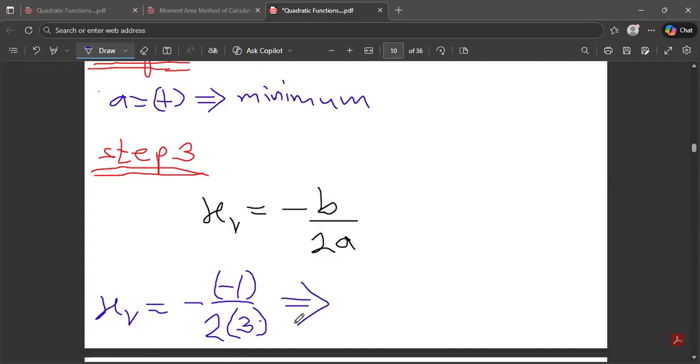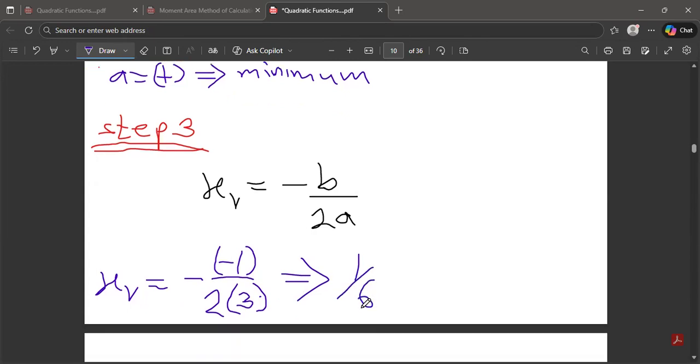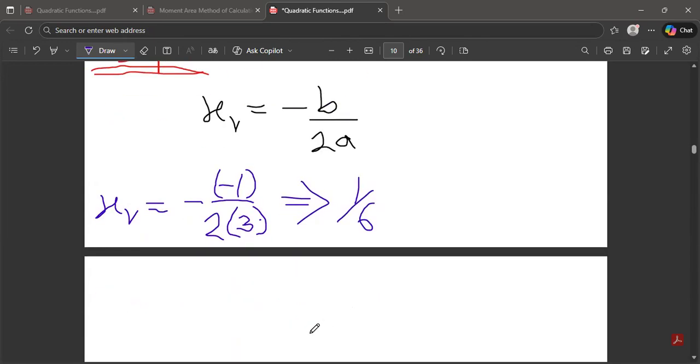Quickly punch all of this on the calculator and tell me the answer you're getting. Are you getting 1 over 6? Are you not getting negative 1 over 6? You didn't punch it well. Punch it well. You're going to get 1 over 6, not negative 1 over 6.